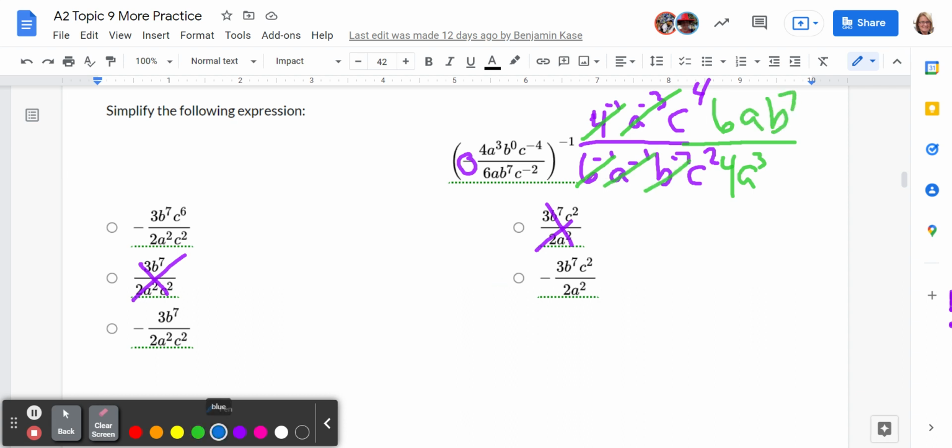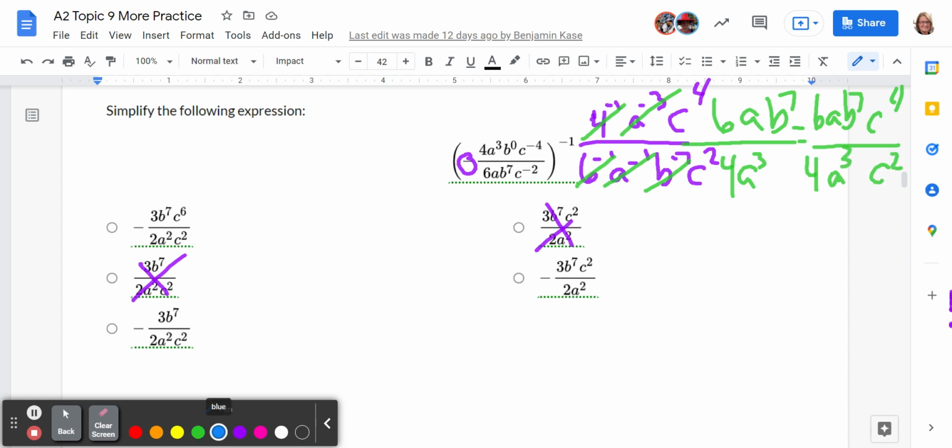Now simplifying this, that's 6 over, I'm sorry, hold on. Let's go back a step here. Let's just clean this up. So on top, I have 6a, b to the 7th, c to the 4th. In the denominator, I have 4, a to the 3rd, c squared.